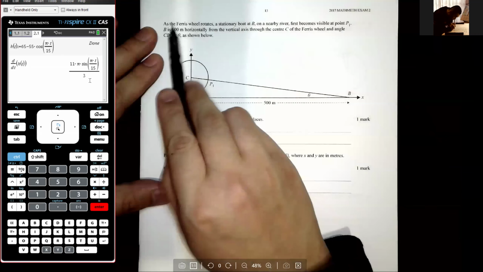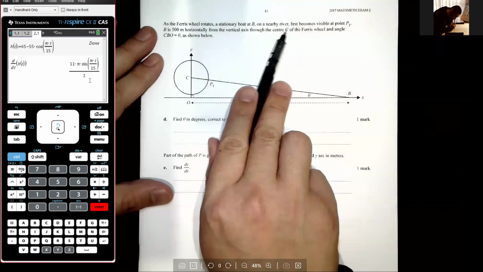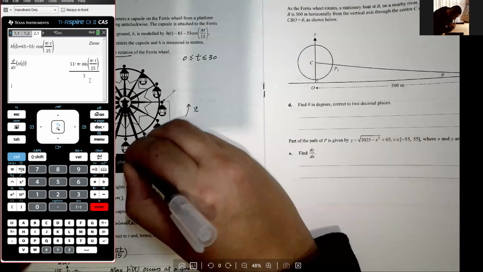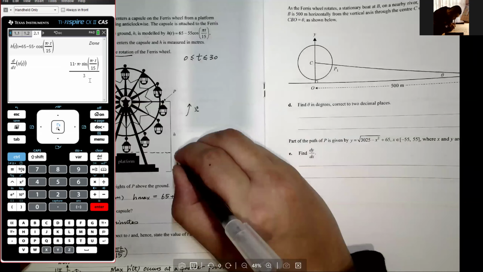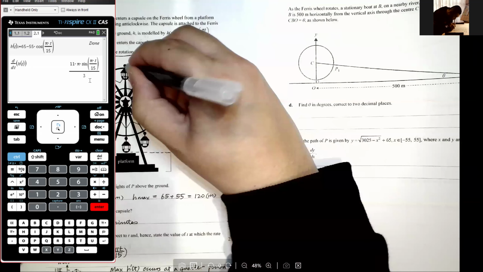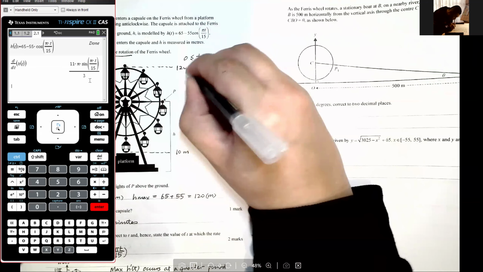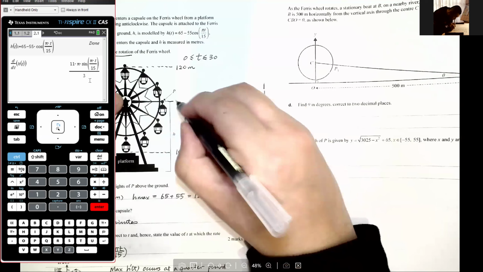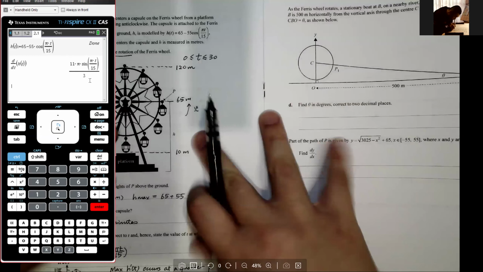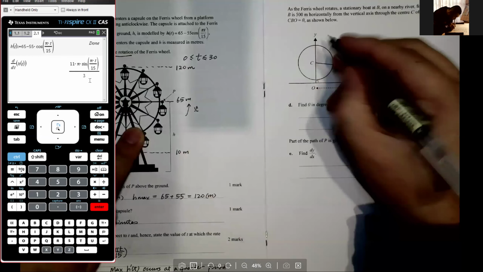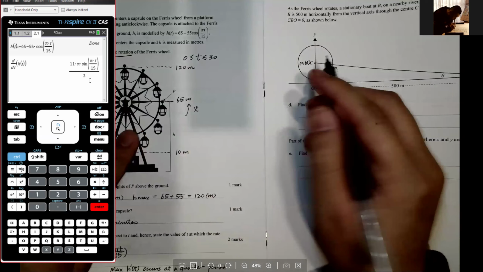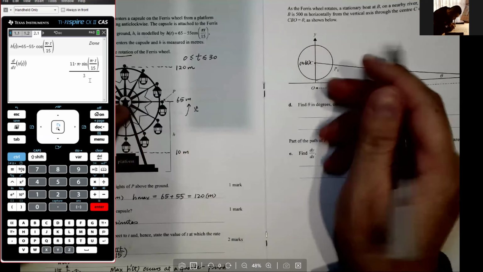Okay, as the Ferris wheel rotates, a stationary point B on the nearby river first becomes visible at a point P. Just notice, if you carefully compare these two diagrams, the lowest point of the capsule is 10 meters above the ground. The highest is 120 meters above the ground. When the capsule moves to the middle, that is the center line, the center line is 65 meters. So if you match this diagram to this smaller one, this point C is 65 meters above the ground. Therefore, it's (0, 65).